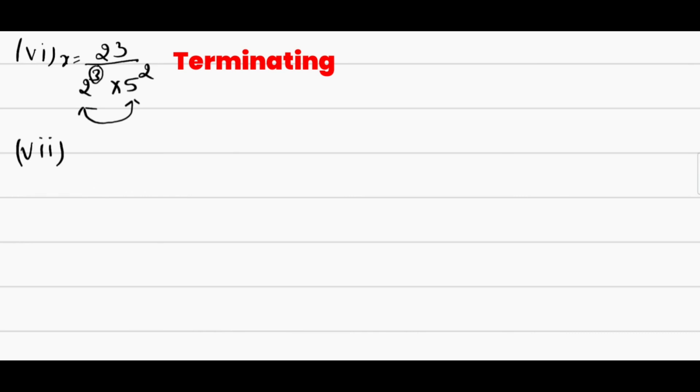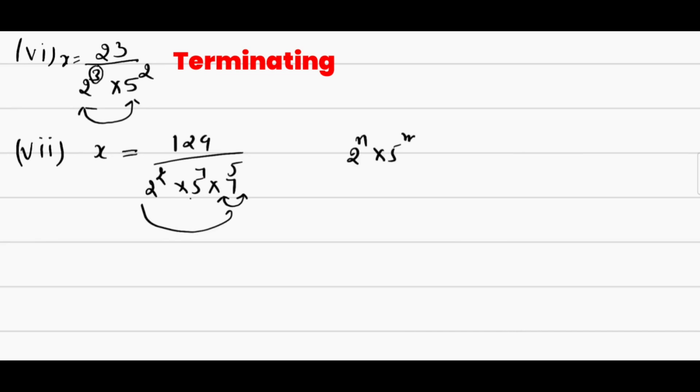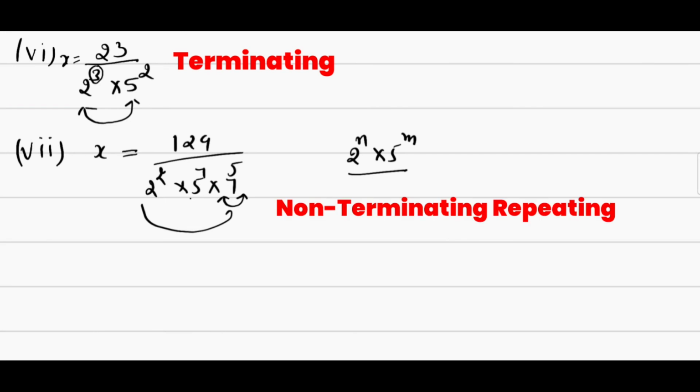Next question, we have x is equal to 129 divided by 2 raised to power 2 into 5 raised to power 7 into 7 raised to power 5. Here see, I have 7 raised to power 5 also. So I cannot write this Q in the 2 raised to power n into 5 raised to power m form. So this decimal expansion is non-terminating repeating.